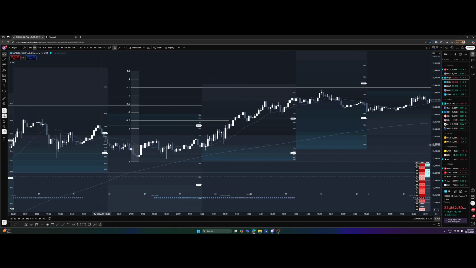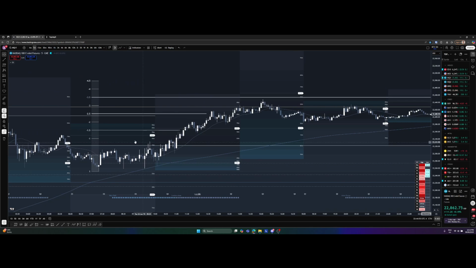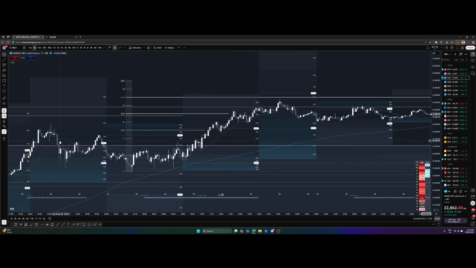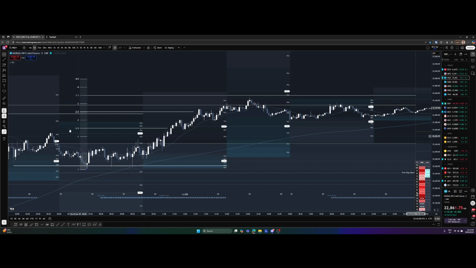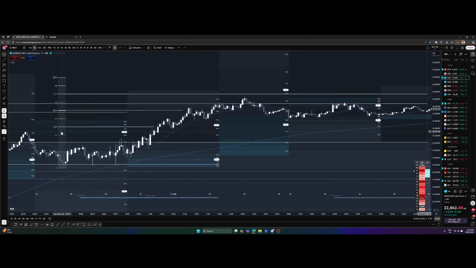Into New York. And then we have our change in state of delivery here. Consolidation. We sweep the H4, so this is the previous H4 low. We drag that across, we get our manipulation box here, and then we can look for longs after we displaced out of that manipulation zone.